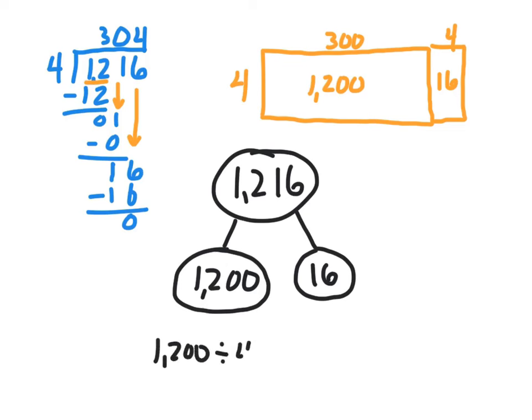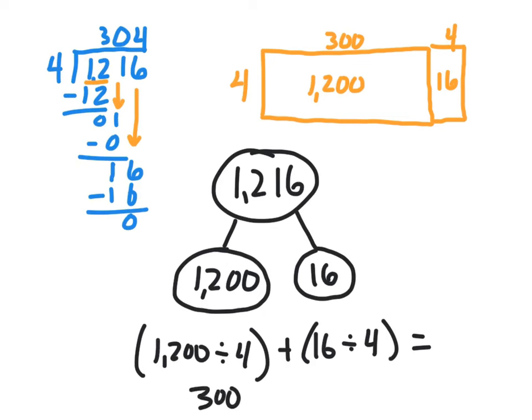and I would go ahead and write out the formula to solve: 1,200 divided by 4 plus 16 divided by 4 equals, and 1,200 divided by 4 is 300 plus 4 equals 304. Okay, so here we've seen two examples of the link between the standard algorithm and our area models.